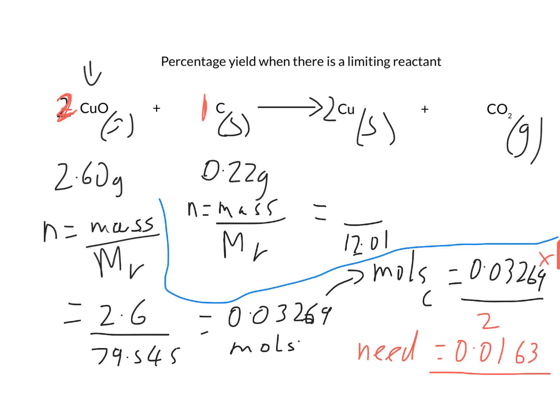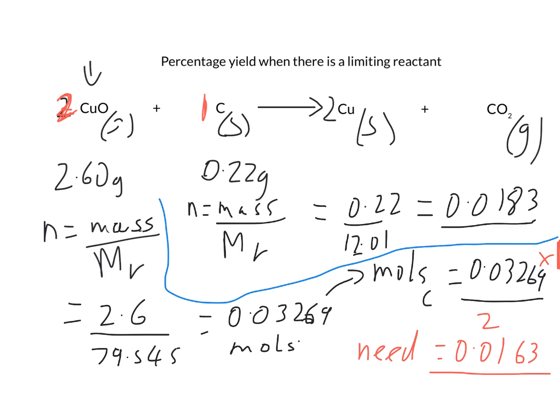12.01, and the mass we're starting with is 0.22. So when we plug that into our calculators, here we get a value of 0.0183. In other words, we have more carbon than we need.